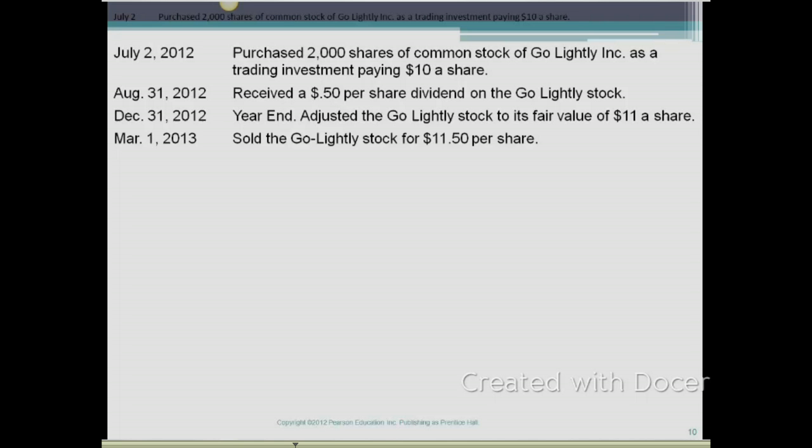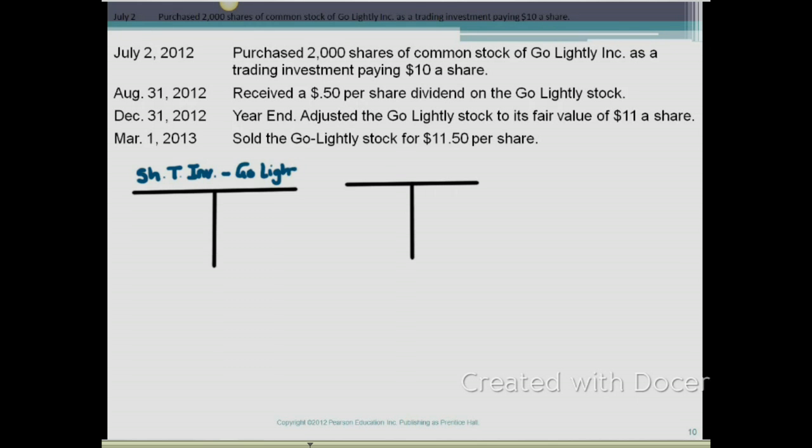We purchased 2,000 shares for $10 a share. That means we would have paid $20,000, which is 2,000 times $10. We paid $20,000 cash because the stock market does not let us pay anything other than cash to purchase shares. So what we would do on that date is debit our short-term investment account in GoLightly and credit cash for $20,000. So again, the journal entry on the date of purchase would be to debit your short-term investment for the amount that you paid and credit cash. That takes care of that first transaction.